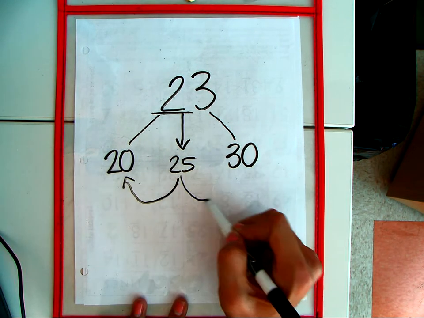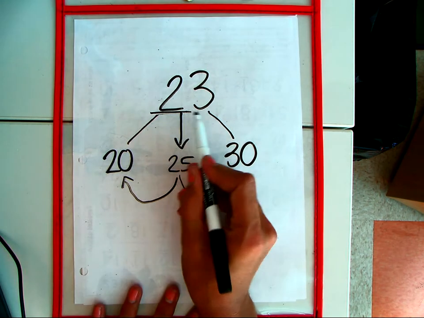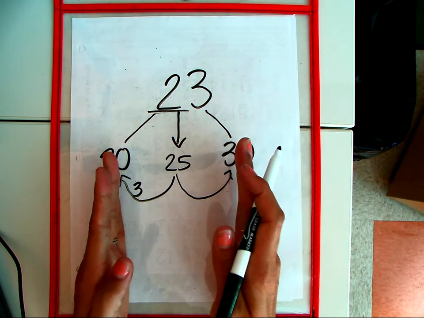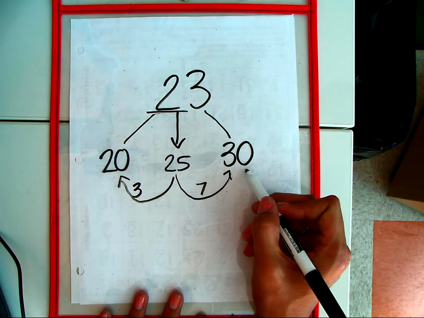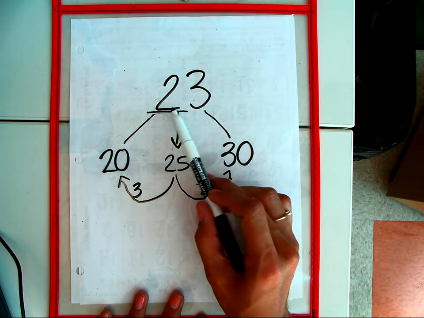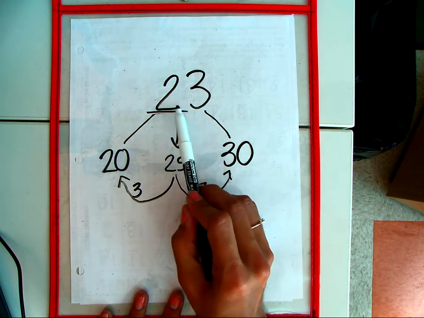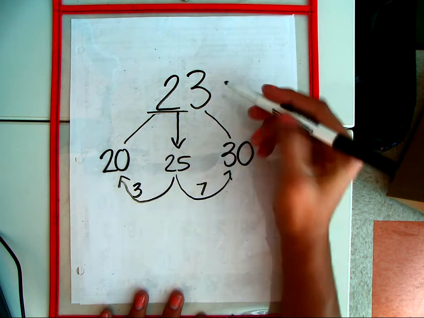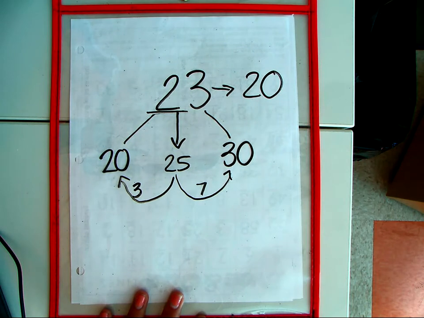I can also look at the distance in between the two tens. 23 is 3 away from 20, and if I think this is my range of 10, it must be 7 away from 30. And I can check that by doing 23 plus 7 gets me to 30, or I can do 23 minus 3 and I get to 20. So 23 rounds down to 20.